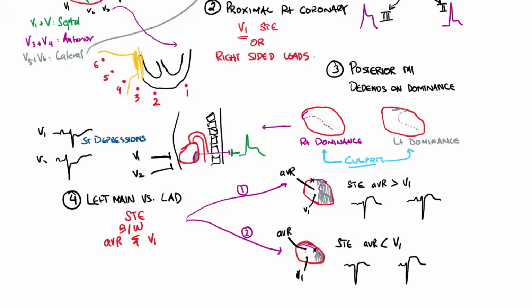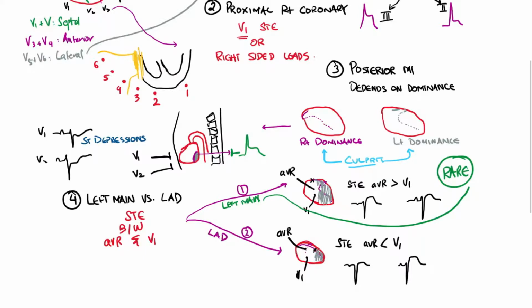So this is left main stem. This is very rare. This is not seen in practice a lot because most of these patients die before they reach the hospital. And this is seen more in practice, which is the left anterior descending, also known as the widowmaker.